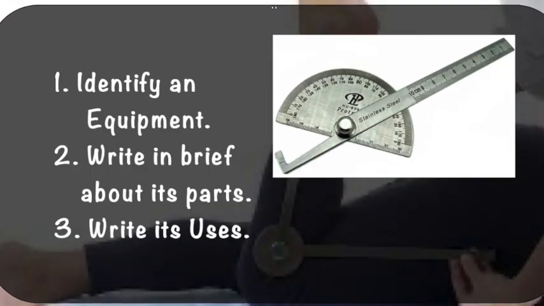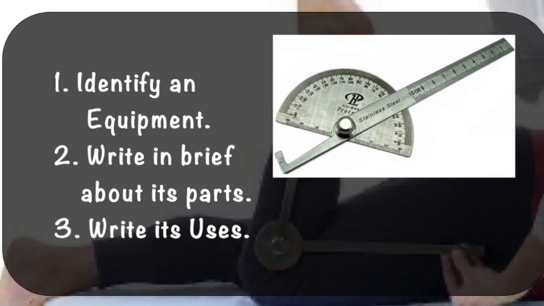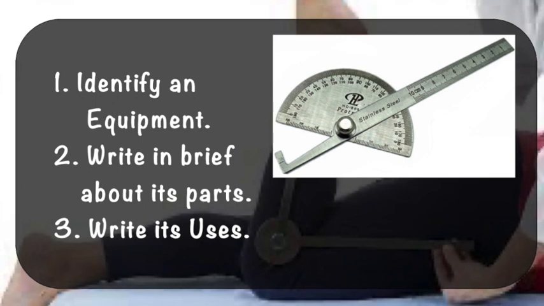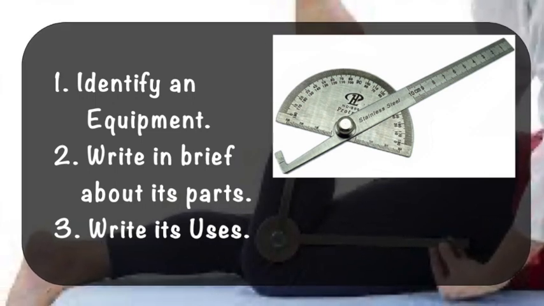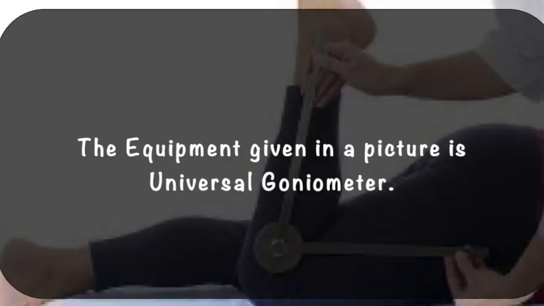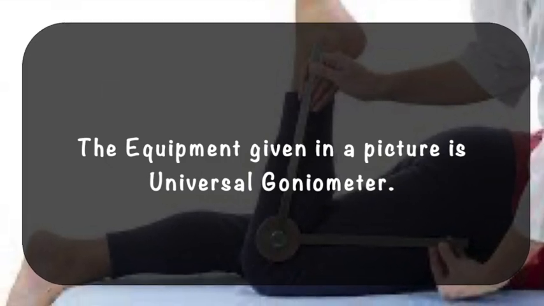These are the questions regarding the first flashcard topic. The question is: identify an equipment given in a picture. Here you have to write in brief about its parts and then you have to write about its uses. This is the answer. The equipment given in a picture is universal goniometer.